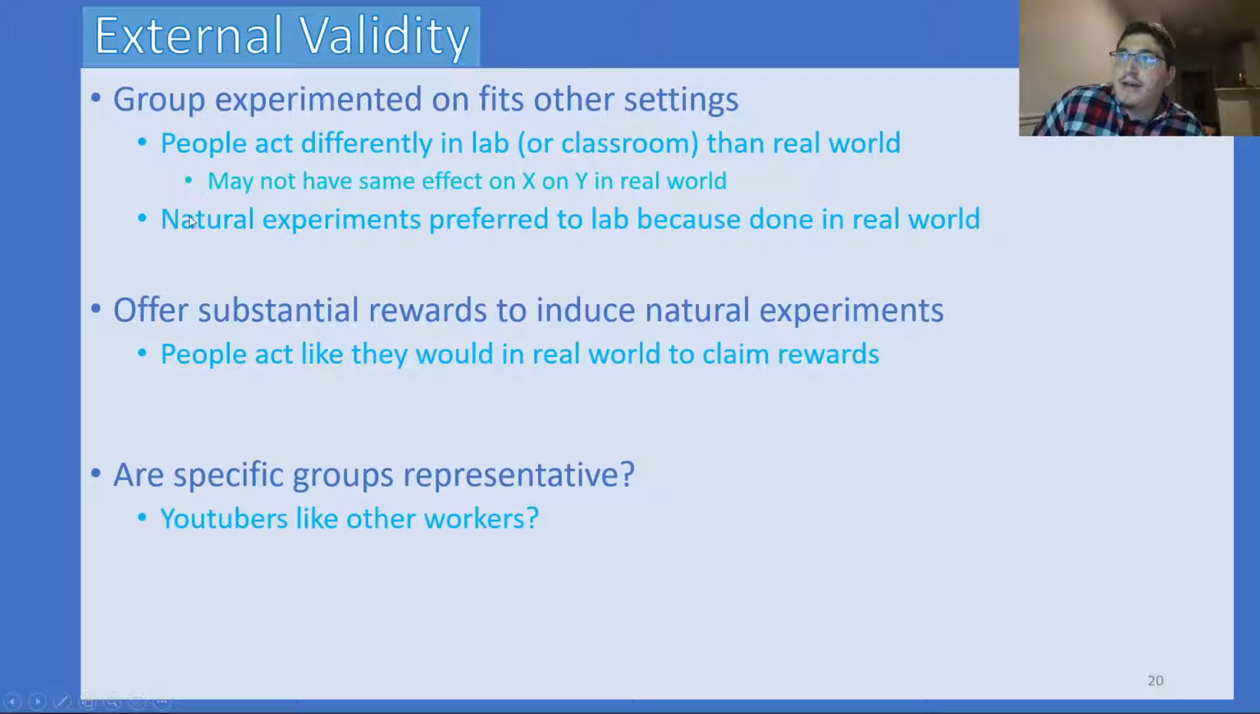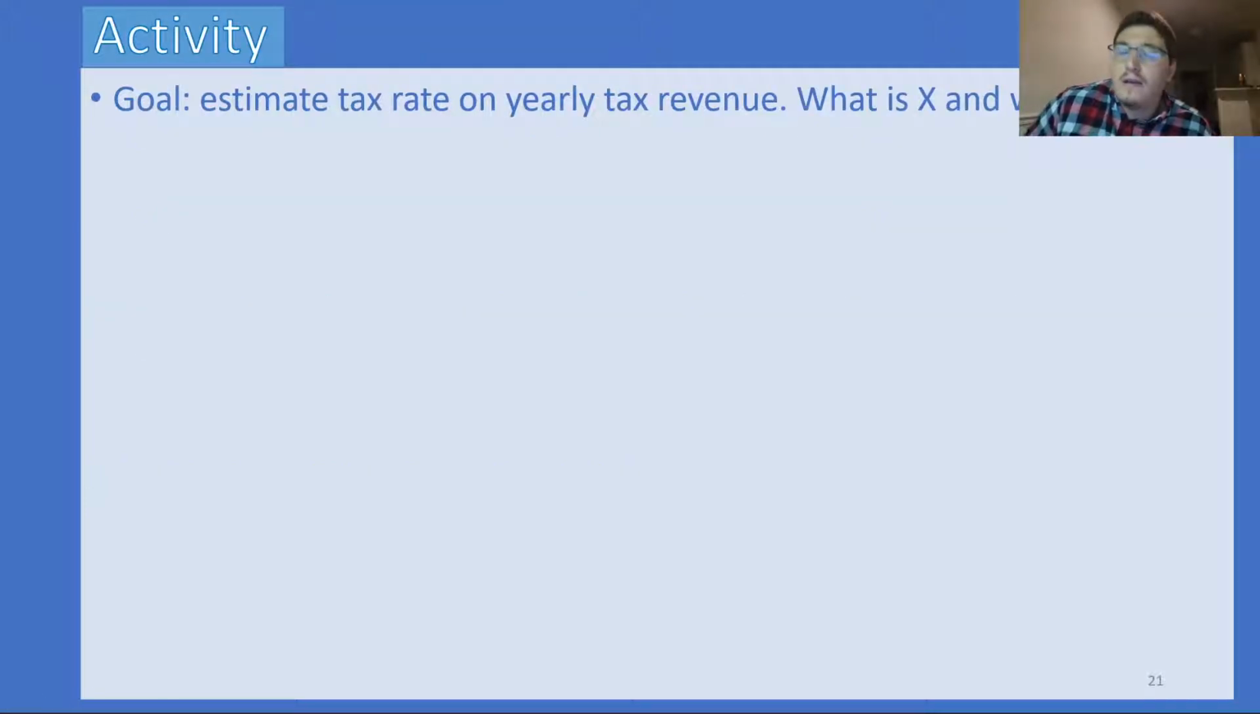Now, another question you need to ask for external validity: are specific groups representative? Do taxi cab drivers look like the rest of the world? Do YouTubers look like the rest of the world? These are the questions. But for the most part, we just have to motivate that our experiment applies to real people, to everyone, or at least a significant enough group that we should be concerned about the behavior. And I have an example here to look at this.